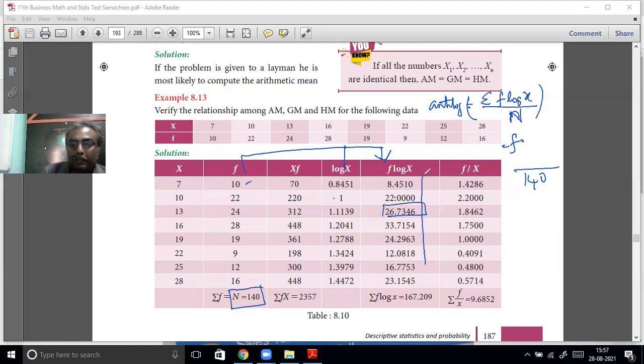Once you get this answer, you sum up all this, and you are getting 167.209. So 167.209 divided by 140, and then find the anti-log. How to find? Let us use the calculator.